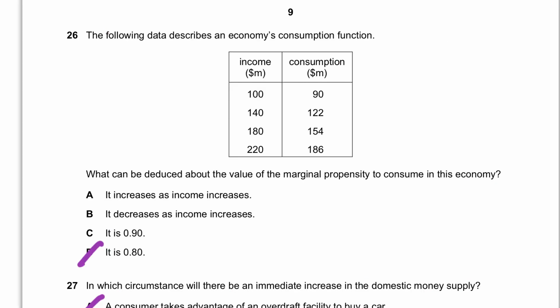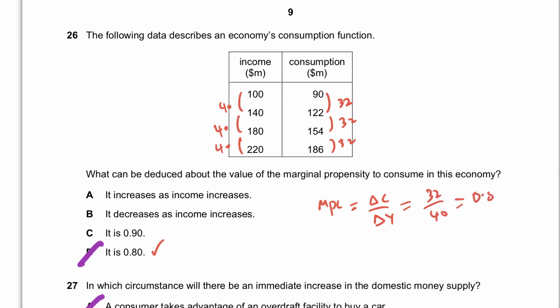Number 26 says the following data describes an economy's consumption function. What can be deduced about the value of the marginal propensity to consume in this economy? And the answer is 0.8. How do we get this? We find the difference. This is 40. 122 minus 90 is 32. If you look at this, consistently the number turns out to be 0.8. What is MPC? MPC is simply change in C over change in Y, which is equal to 32 over 40, or 0.8.